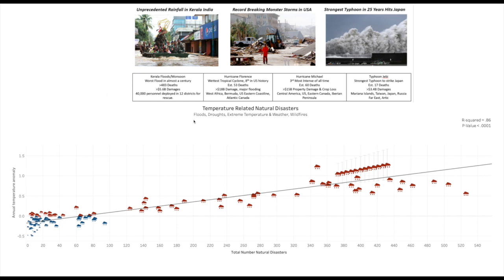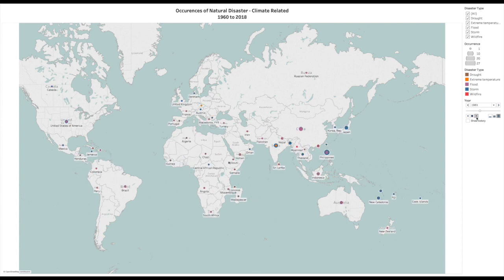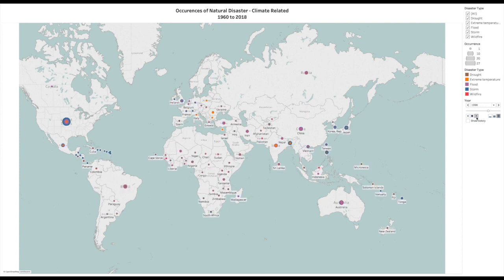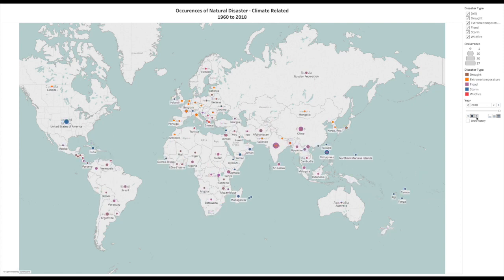The visualization below measures temperature-related natural disasters, including floods, droughts, extreme temperatures, weather, and wildfires. As you can see, as the annual temperature anomalies increase, we also see an increase in the total number of natural disasters. In this data visualization, we show the occurrences of climate-related natural disasters from 1960 to 2018, taken from the MDAT database. You are going to see the disasters, including drought, extreme temperatures, floods, storms, and wildfires, flicker with increased intensity over time leading up to 2018.